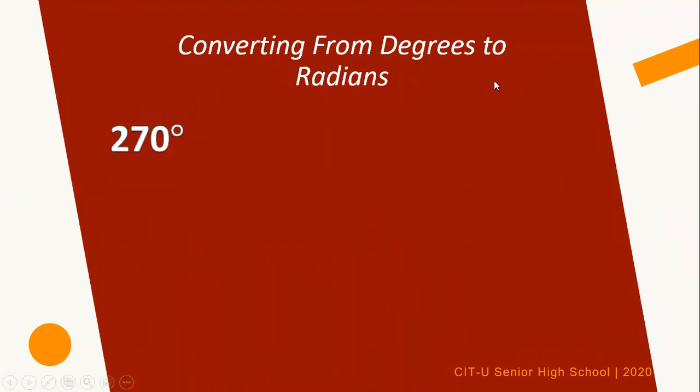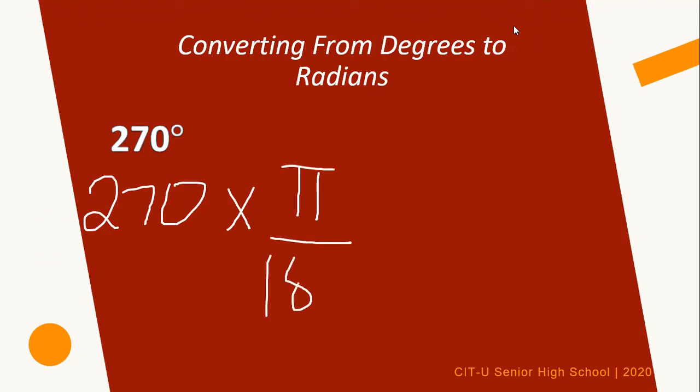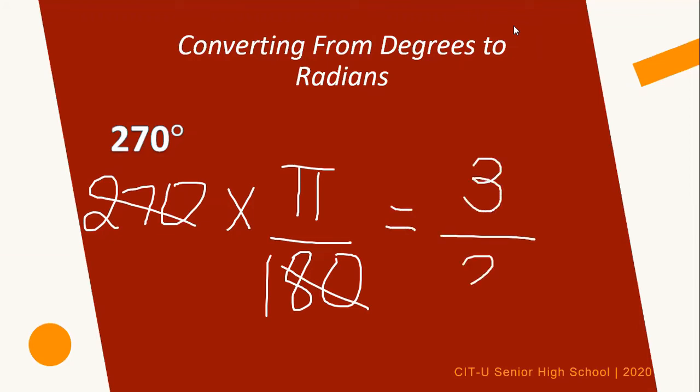Another example, perhaps the last, is 270 degrees. Again, we just multiply 270 by pi over 180. The greatest common factor of 270 and 180 is 90. So 270 divided by 90 is 3, and 180 divided by 90 is 2, and please don't forget pi. Therefore, 270 degrees is equal to 3 pi over 2.